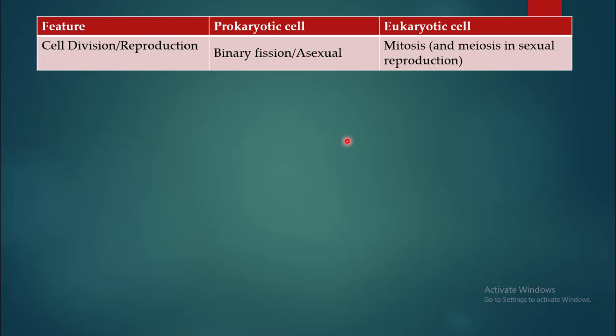Another important difference between the two is the cell division or the reproduction. In the prokaryotic cell, they usually divide by the process of binary fission, and the mode of reproduction in prokaryotes is asexual. When you talk about the eukaryotic cell, they divide by the process of mitosis if you talk about the somatic cells, and they divide by the process of meiosis when you talk about the germ cells like the sperms and the eggs.